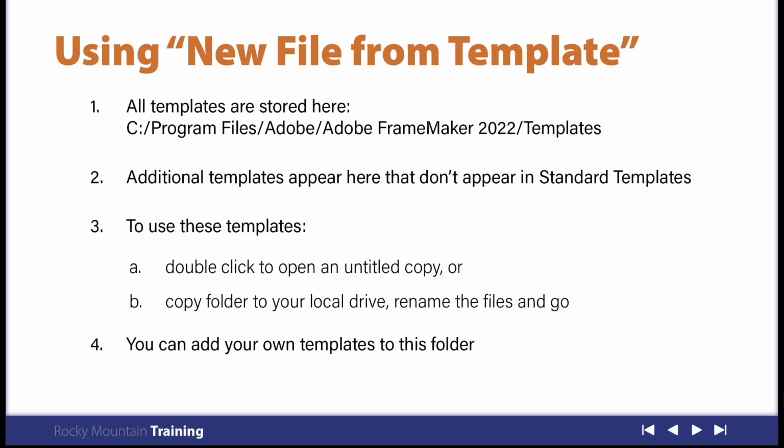You can also add your own templates to that folder if you want to, and then you can access them with the command New File from Template. To open up one of those files, you can just double click it, and FrameMaker will open up an untitled copy so you won't inadvertently overwrite the template if you begin to change it. Or you can copy a whole folder with all the sub-documents to a new location, rename them, and then begin to go from there. This might be new information for some of you who haven't delved that far into templates.